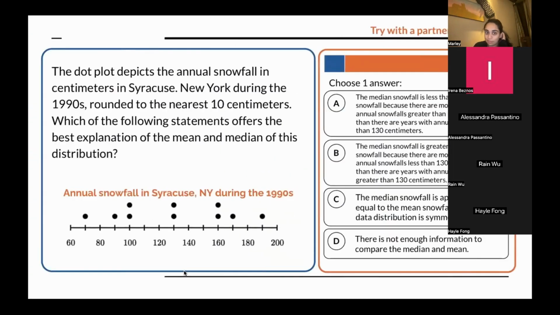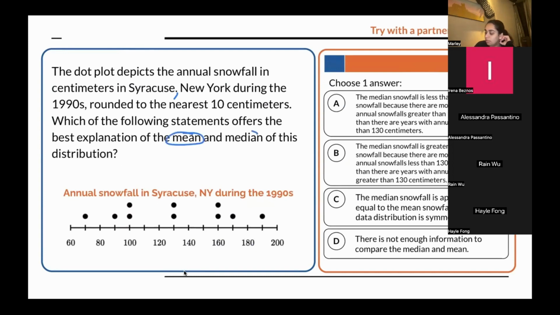This one's a little bit funkier, but the dot plot depicts the annual snowfall in centimeters in Syracuse, New York during the 1990s. Maybe that was supposed to be a comma. Rounded to the nearest 10 centimeters. Which of the following statements offers the best explanation of the mean and median of this distribution?